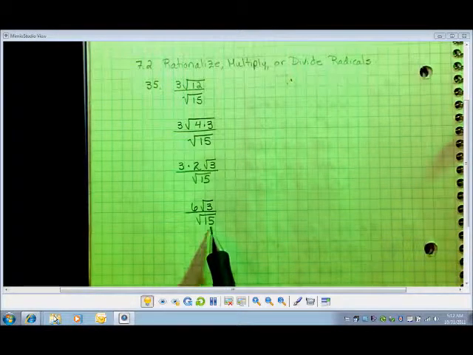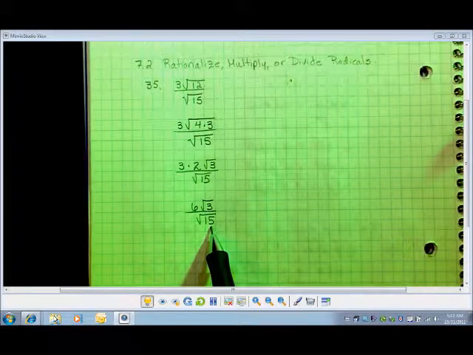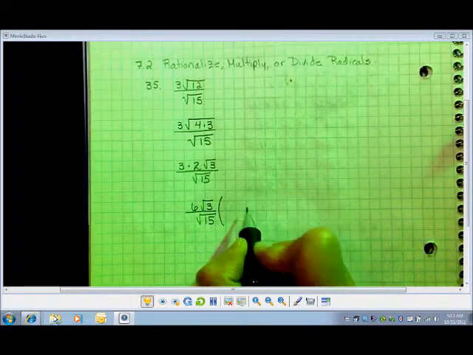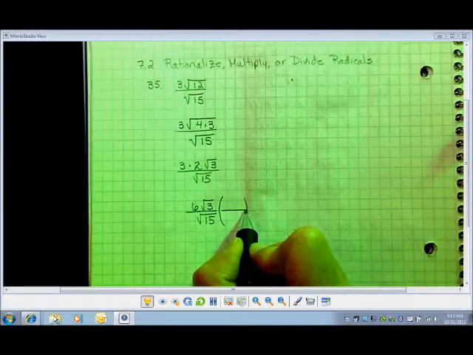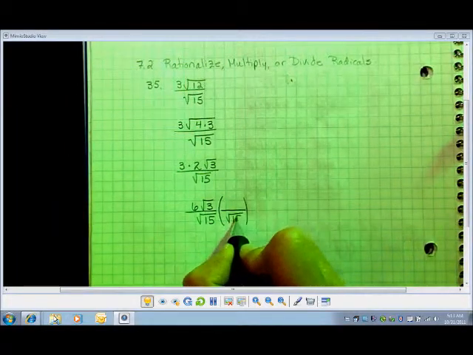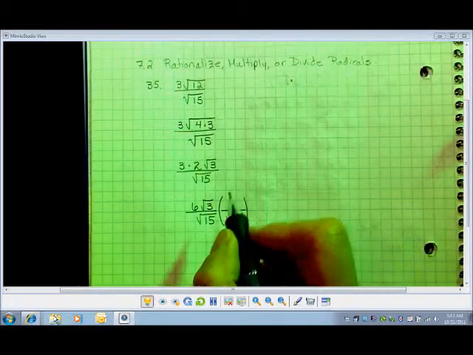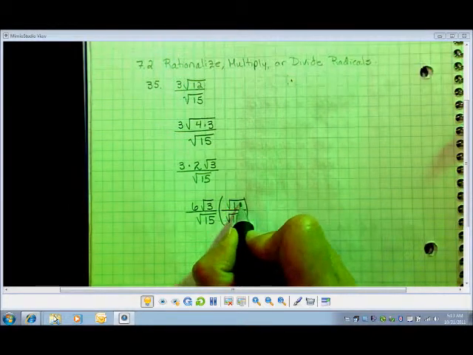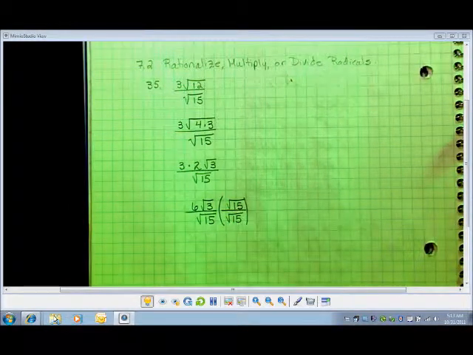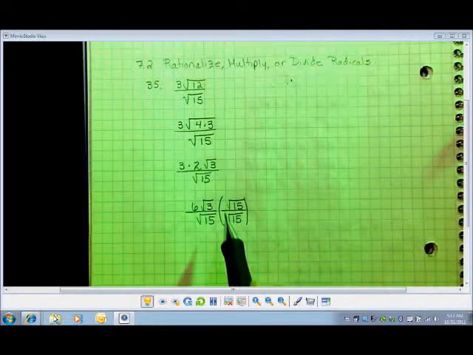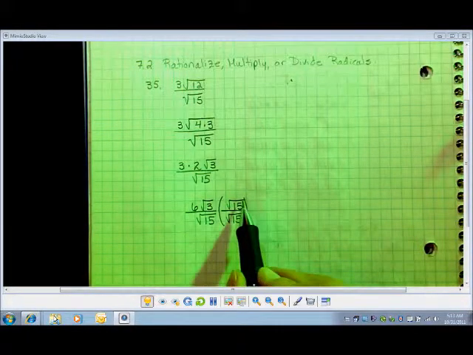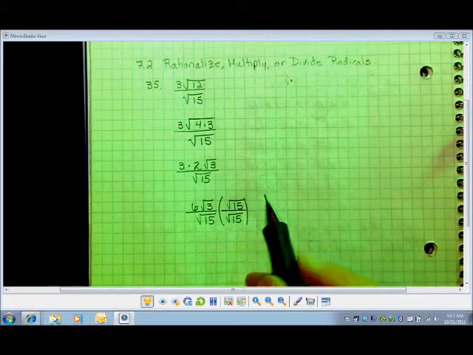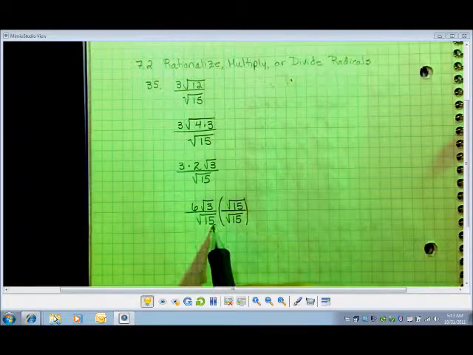So I know I want to get rid of that square root of 15. In order for me to do that, I have to multiply the square root of 15 by itself, because I want to have an equivalent fraction. Both my numerator and my denominator have to be exactly the same, because this is the same thing as 1. Square root of 15 divided by the square root of 15 is 1. Now you may be wondering, why did I pick the square root of 15?